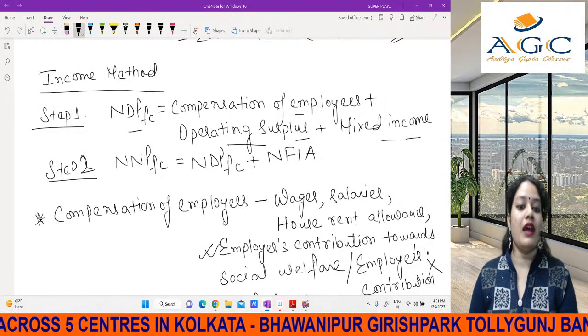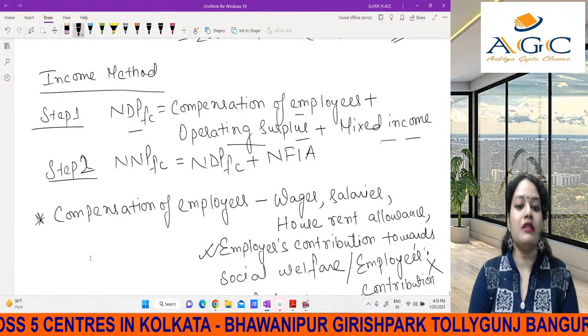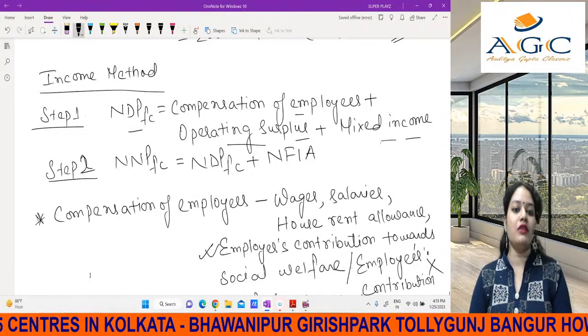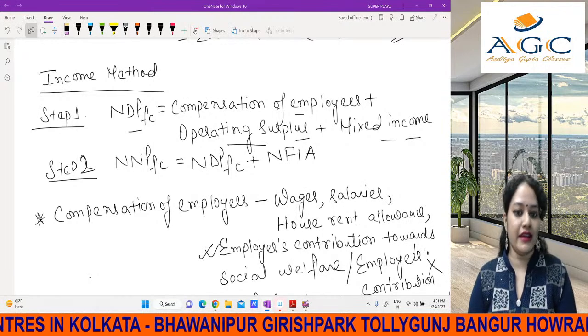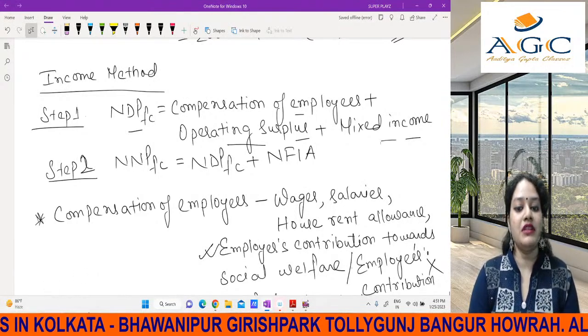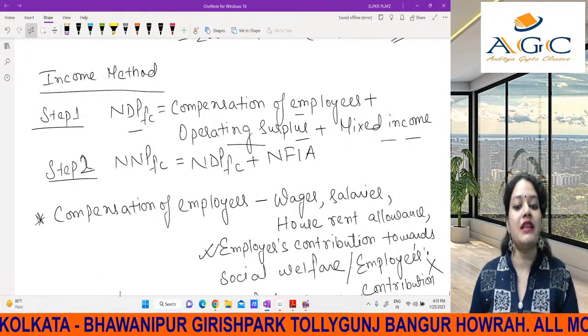Then step two is what? We have to calculate our NNPFC. Like in each and every sum, we have to calculate our national income if we are set to do so. So NNPFC is equal to what? NDPFC plus our NFI.